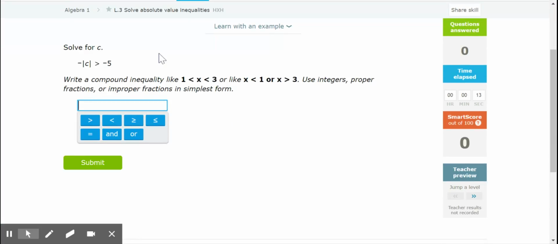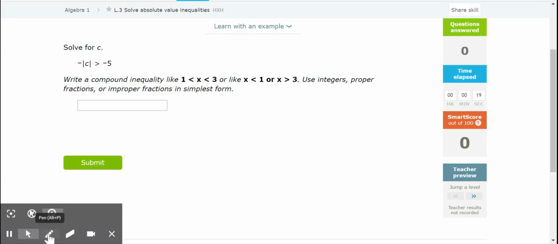Okay, guys, today we are doing L.3 or L3, solve absolute value inequalities. Now, I do have the pen tool here, so we're going to get to work. I can't really use my greater than or less than trick until I've isolated the inequality. Right now, the absolute value has something going on the outside. So what we're going to do is divide both sides by -1.